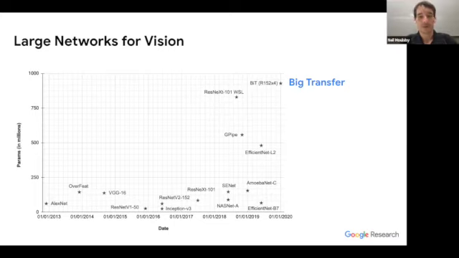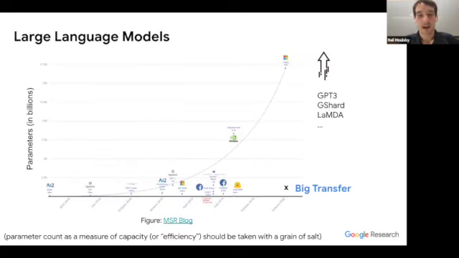So just to compare Big Transfer with some other well-known deep networks, AlexNet is at around 60 million parameters, and most popular networks of the last 8-9 years hover around the 100 million parameter mark, with Big Transfer being a little bit larger, a little bit shy of 1 billion parameters. So as CNNs go, it's quite large.